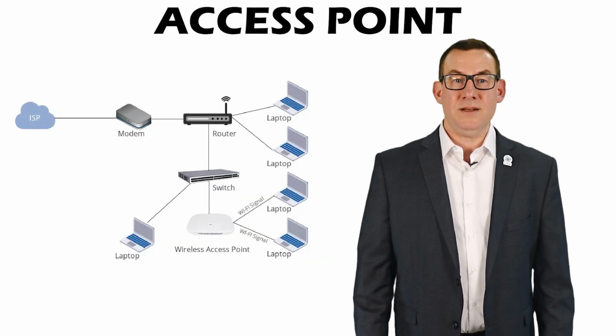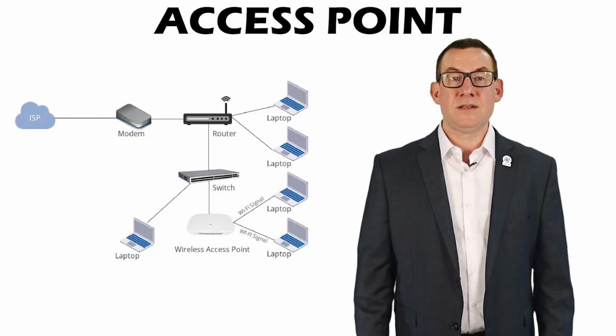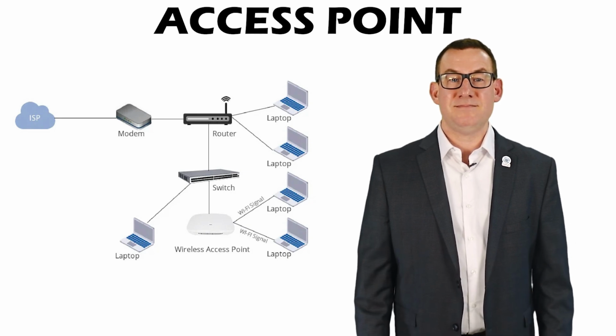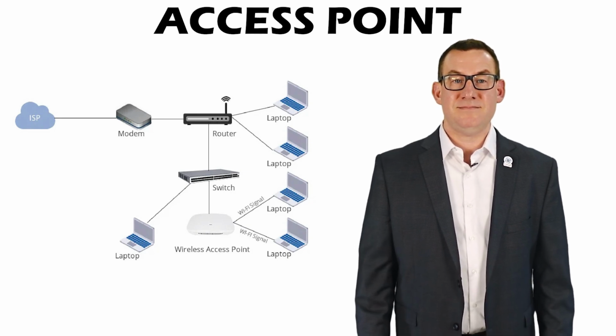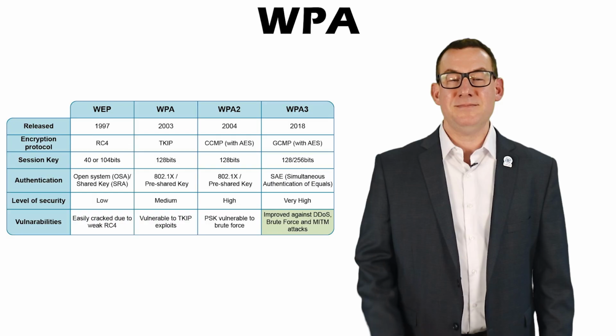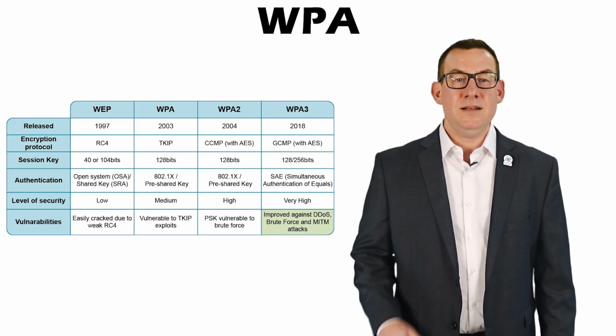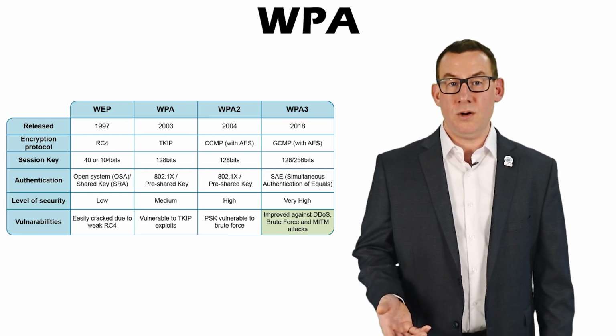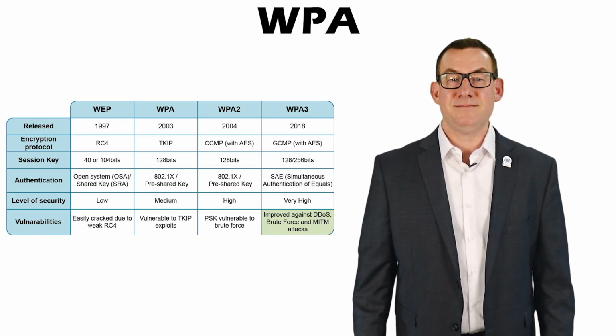An access point. An access point allows wireless devices to connect to a wired network. Wi-Fi Protected Access, or WPA. WPA encrypts wireless traffic, replacing the older WEP standard.